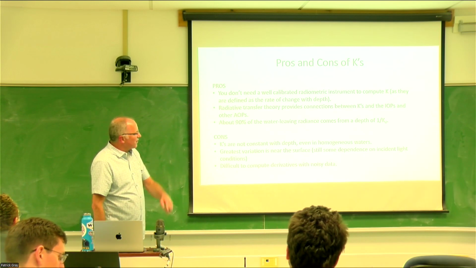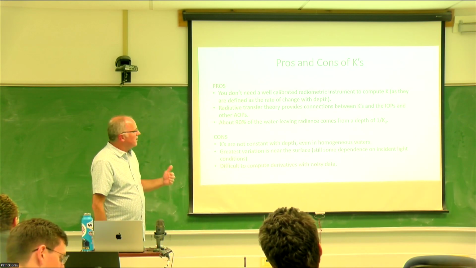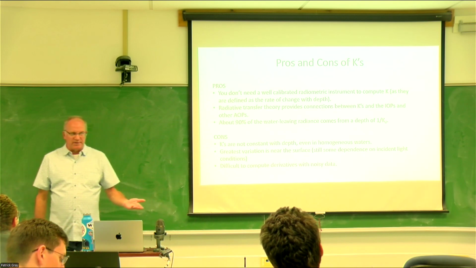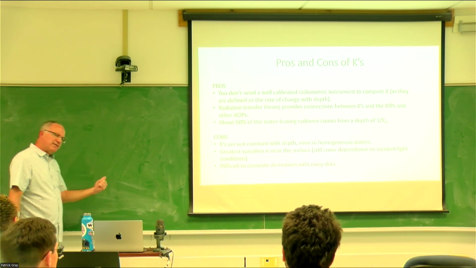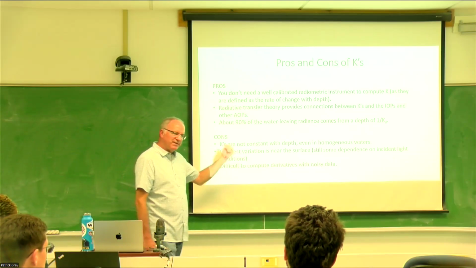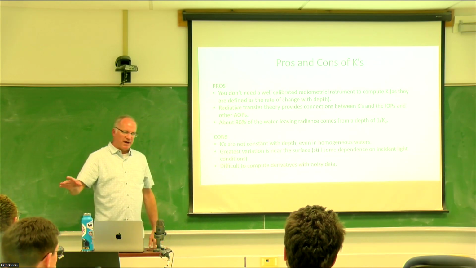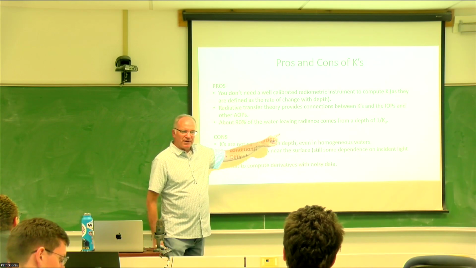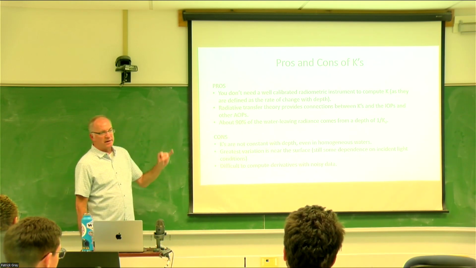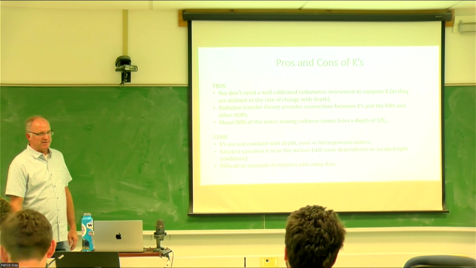Radiative transfer theory provides connections between these Ks and the IOPs and other IOPs, AOPs as well. So you saw some of that yesterday, at least. Direct one, remote sensing reflectance. We'll get to this. It's equal to the G over B back over A plus B back. I'll show you the equation in radiance, in irradiance space, how to do that same measurement for remote sensing reflectance.